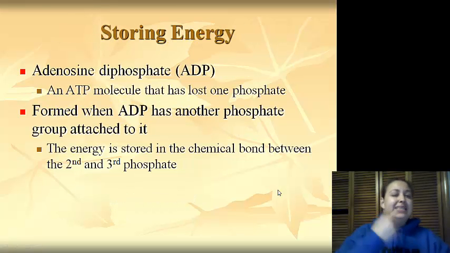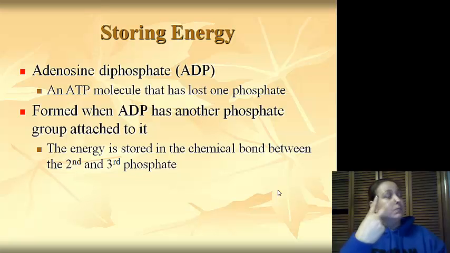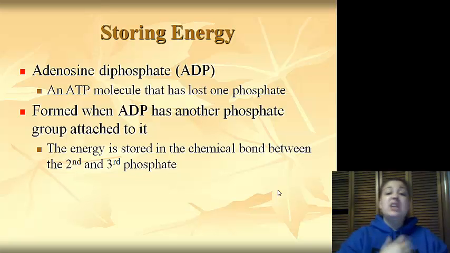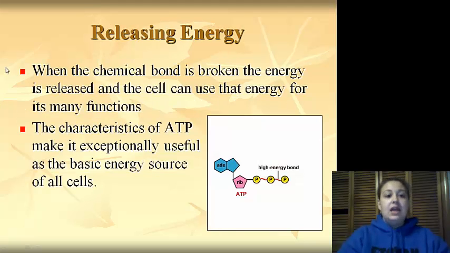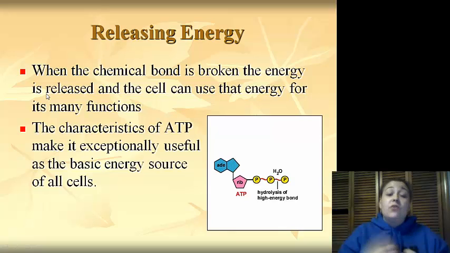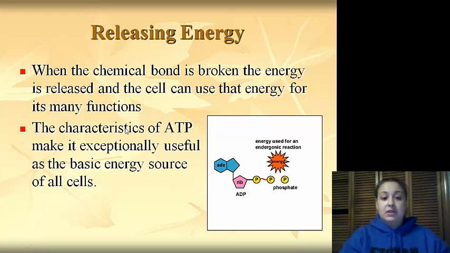So adenosine diphosphate, "di" means what? Oh, 2. So it's only going to have 2 phosphates. And when we take adenosine diphosphate and add another phosphate to it, it becomes adenosine triphosphate. When the chemical bonds are broken, it releases the energy for many functions to occur.